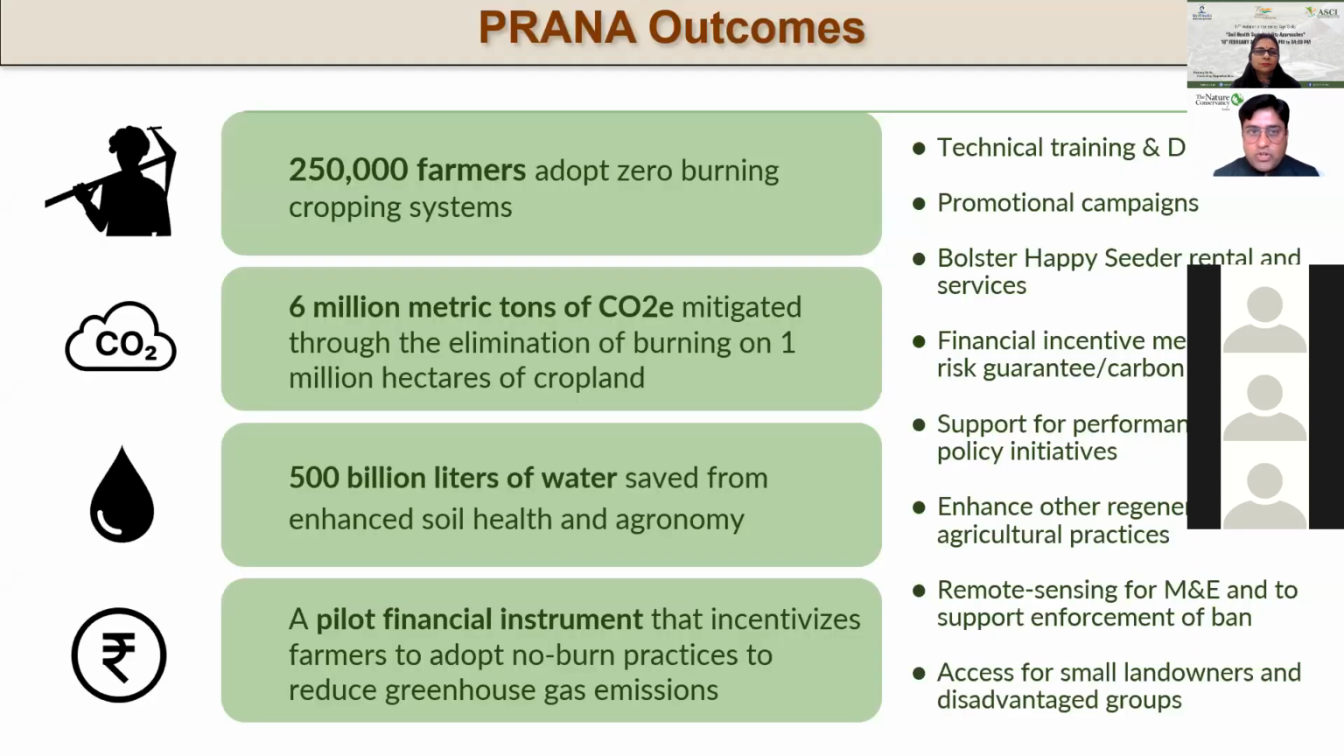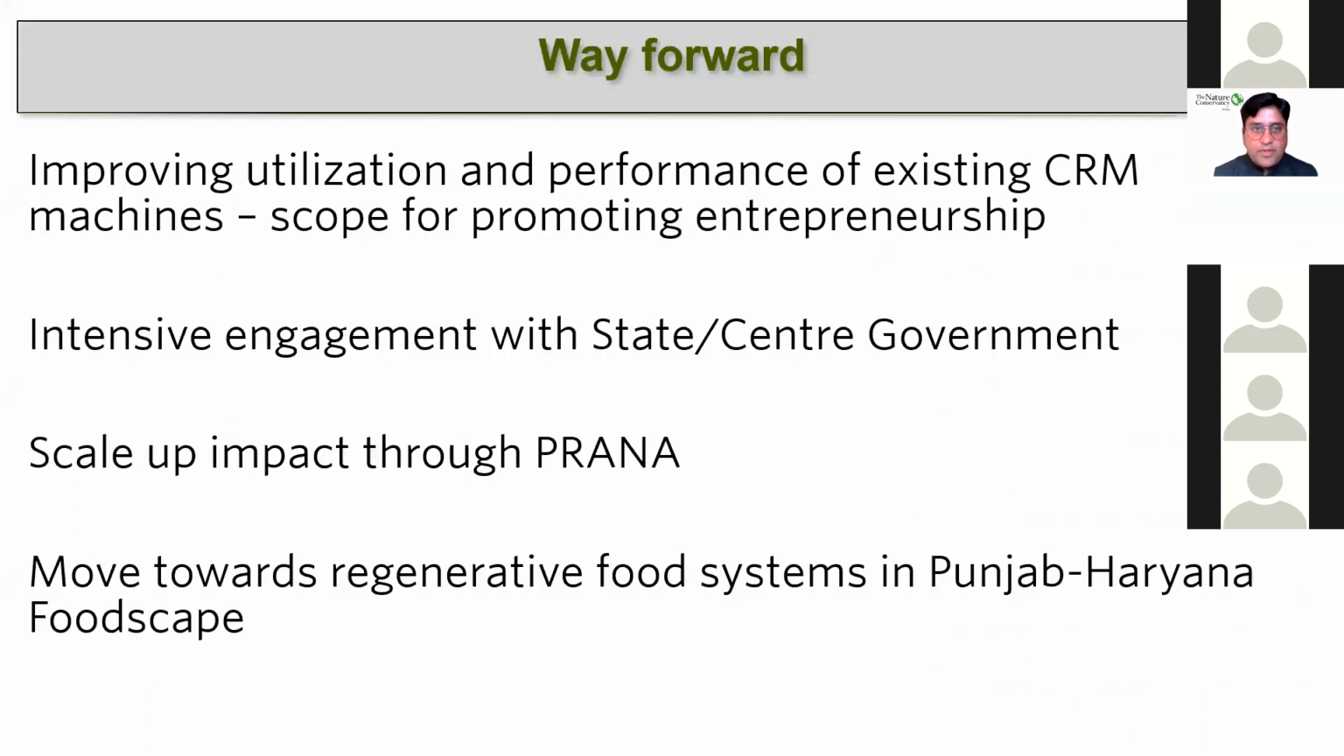For the Prana project, we are looking forward to the next 3 years. As I said, it's very ambitious. We will be covering around 1 million hectares of cropland, with 250,000 farmers adopting a zero-burn cropping system. We also know it's not easy to shift farmers towards conservation agriculture, so we will pilot one financial instrument that incentivizes farmers to adopt a no-burn agricultural system.